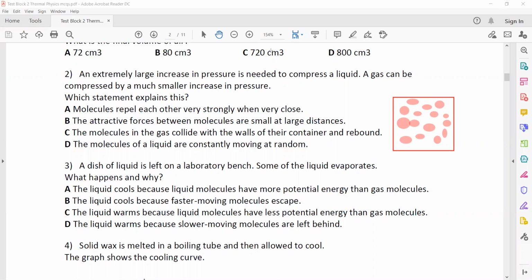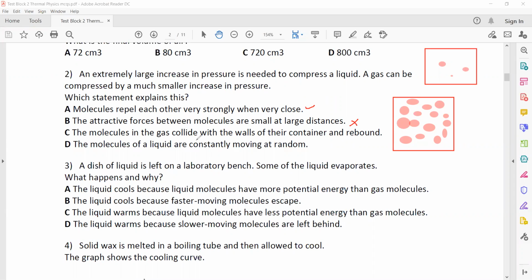But what happens in gases? In gases, the particles are far away from each other, so there is less repulsion between the particles, and it is easy to compress them. So what is the reason? The molecules repel each other very strongly when they're close. The statement that the attractive force between the molecules is smaller at a large distance is not right, because between the molecules there is not an attractive force but a repulsive force. The force is weaker as the distance increases, but that's a repulsive force, not attractive.